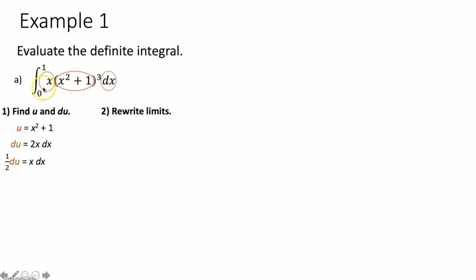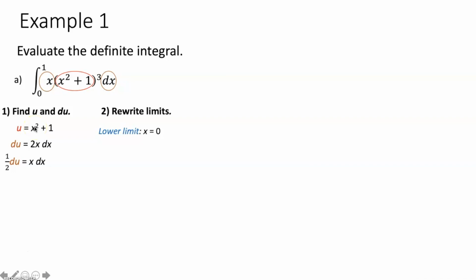Remember, this is a definite integral this time. And when you're using U-substitution with a definite integral, you must rewrite your limits of integration in terms of u. So how do we do this? Well, we start with our lower limit of integration. In this case, it's x is equal to 0. The way we're going to rewrite it is we're going to take 0 and plug it in for x in whatever we set u equal to.